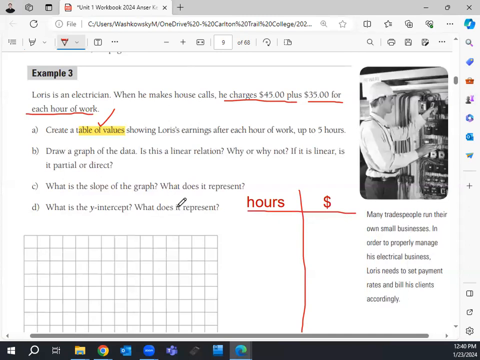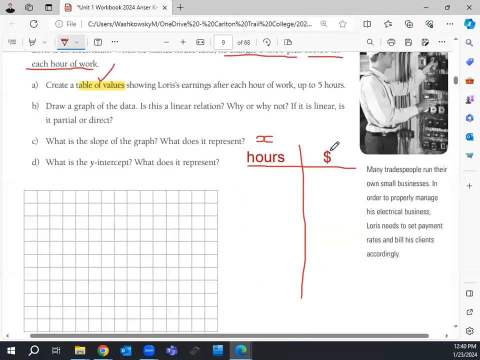As we went through yesterday, there's an independent and a dependent. I can just come up with however many hours he works, right? If it's an independent, it's going to be my X value. But how much money you make is dependent on how many hours you work and what your salary is. It's a dependent value from what we saw up above. So that means this is going to be on our Y axis.